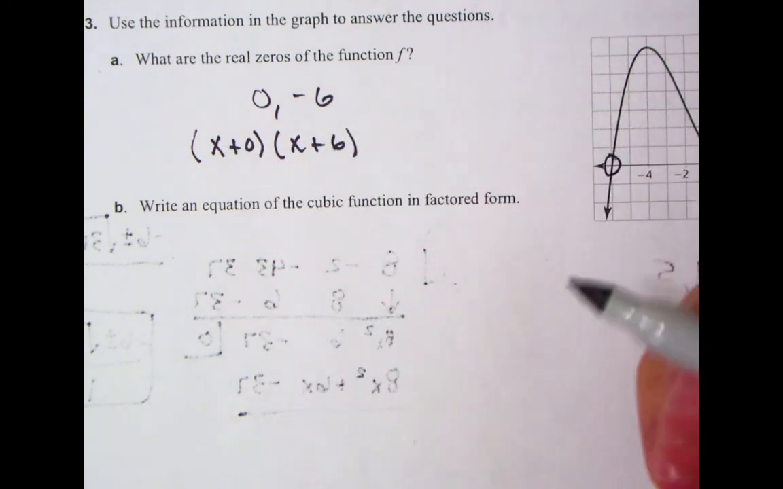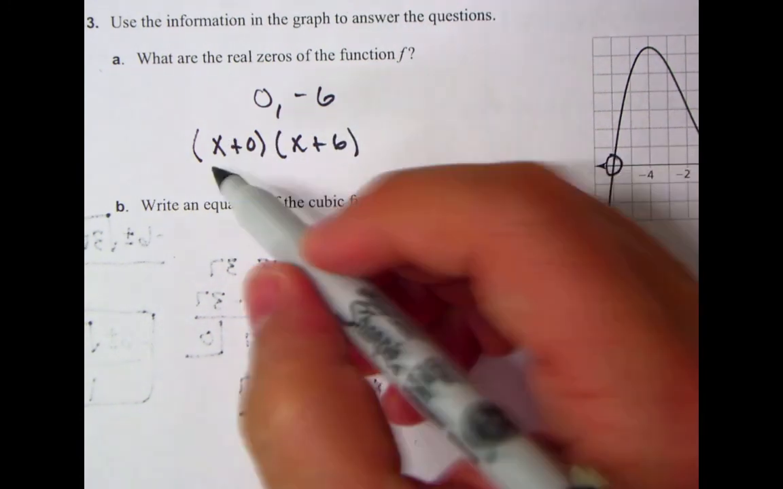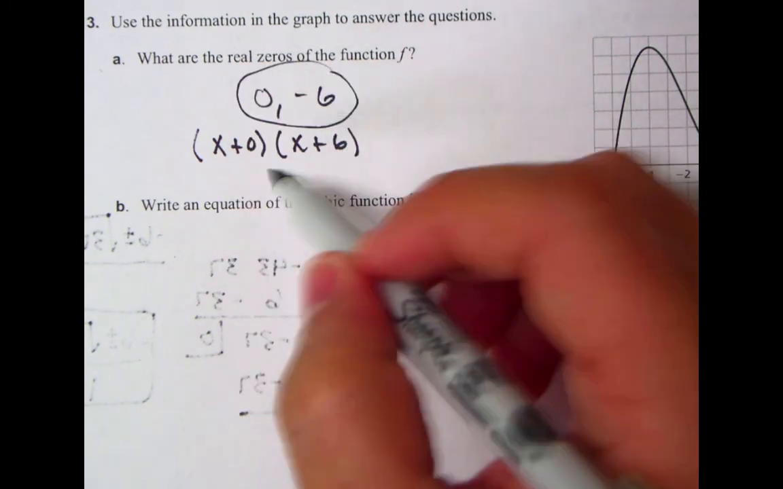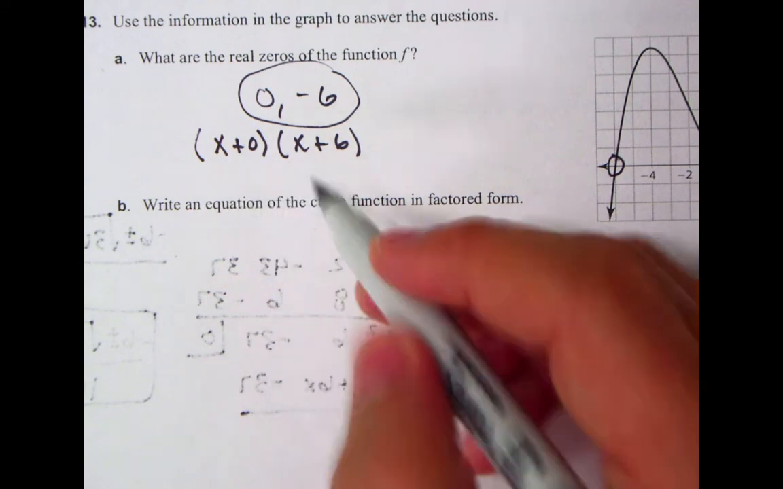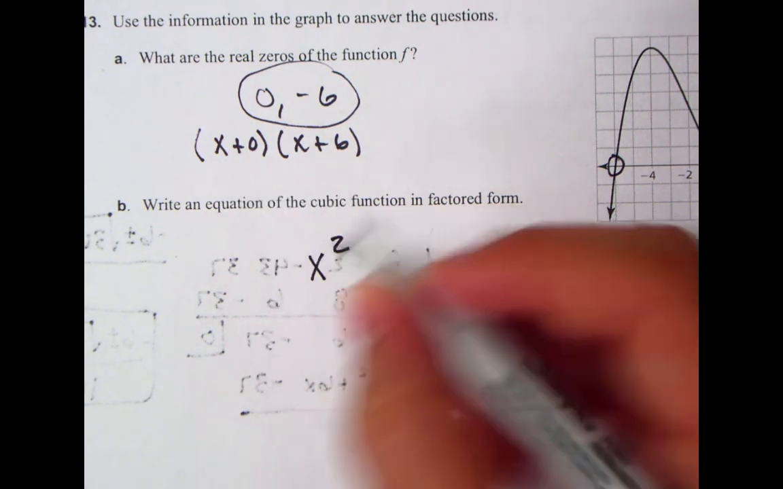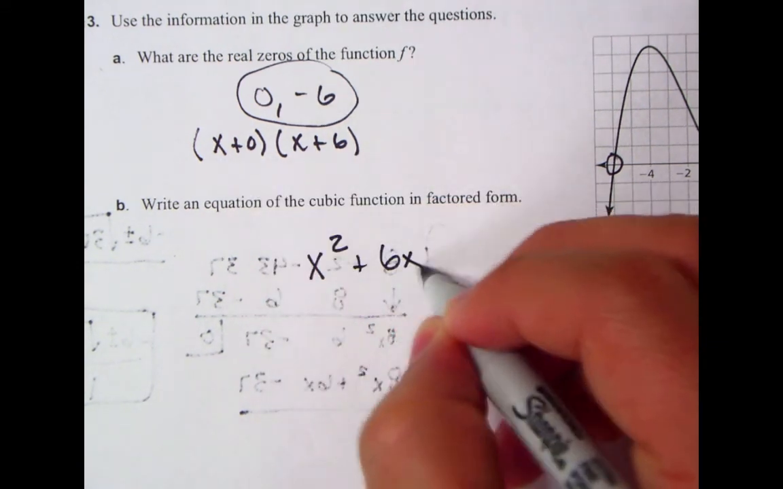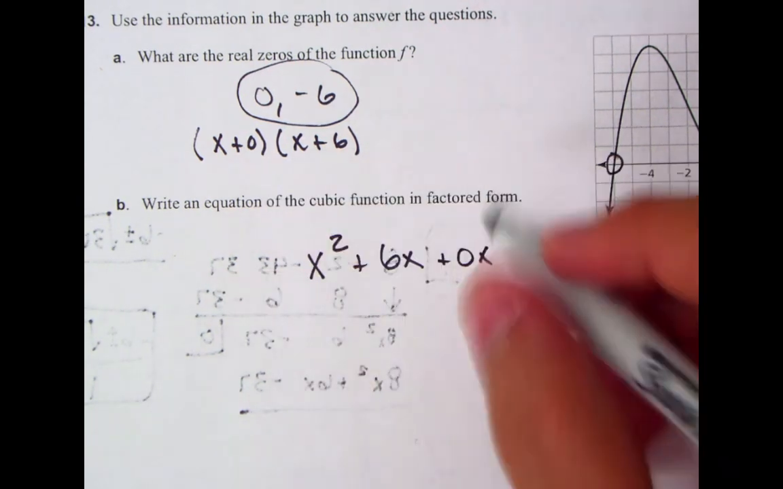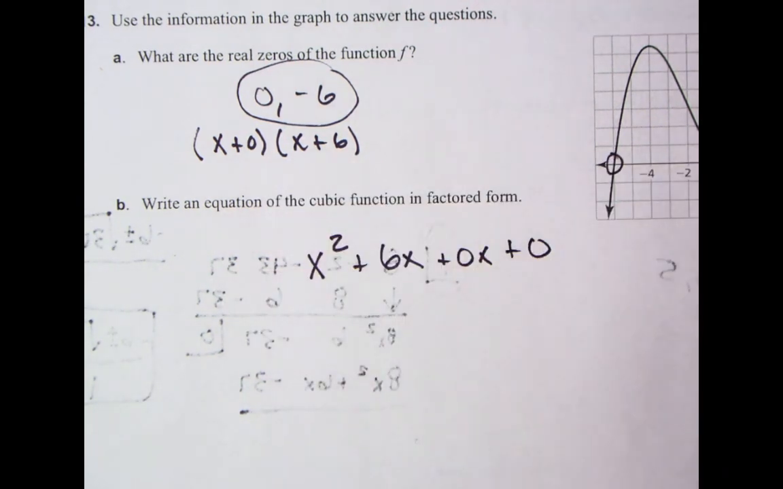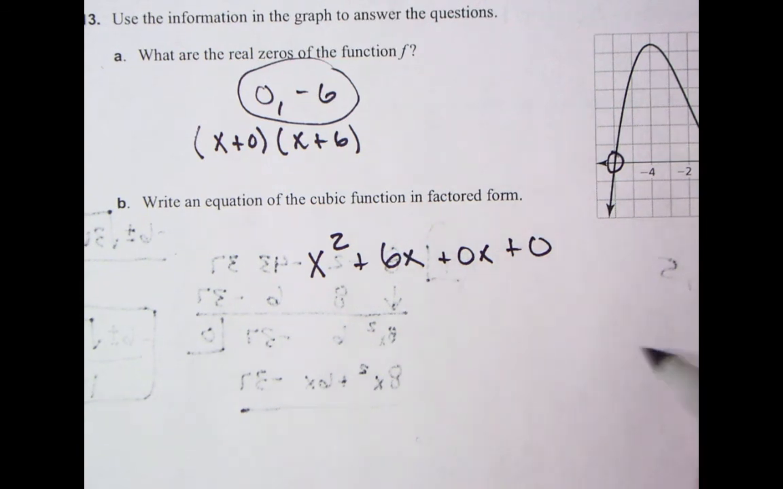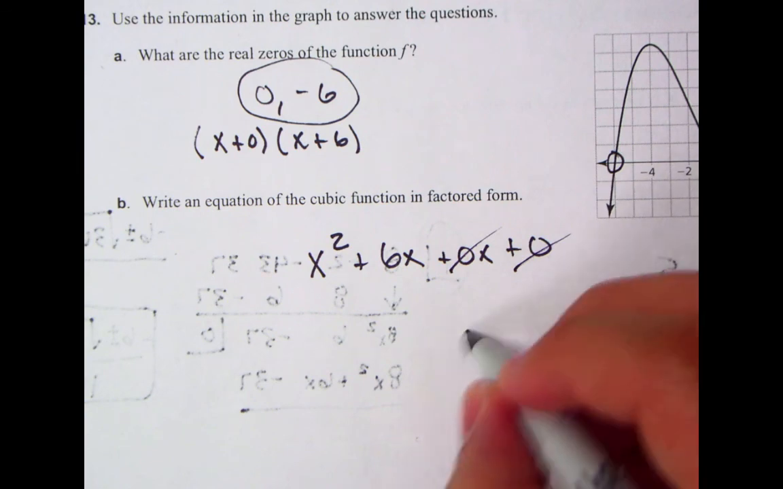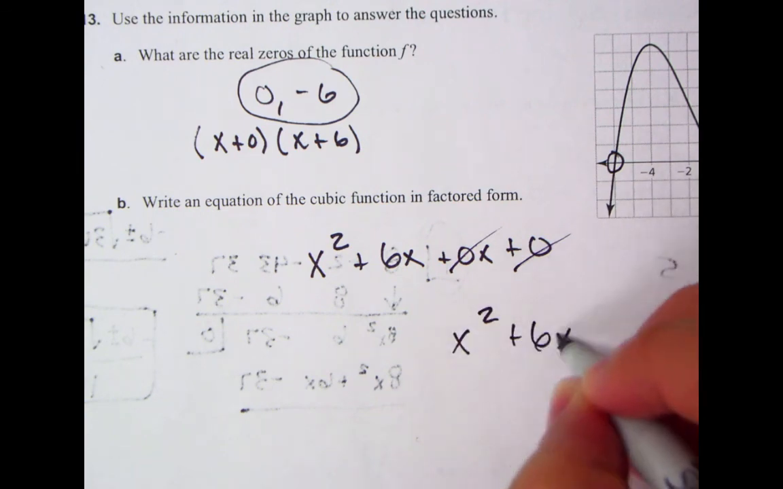And all we do is just multiply those. I'm going to do this down here in b, because these are our zeros. So x times x is x squared. X times 6 is 6x. 0 times x is 0x. 0 times 6 is 0. So I end up with a problem like this. These just cancel out. So I get x squared plus 6x.